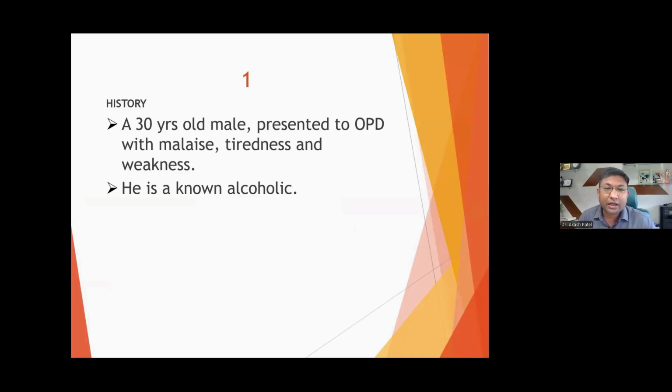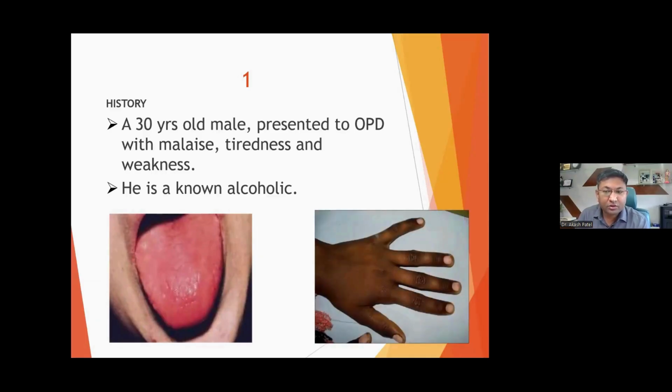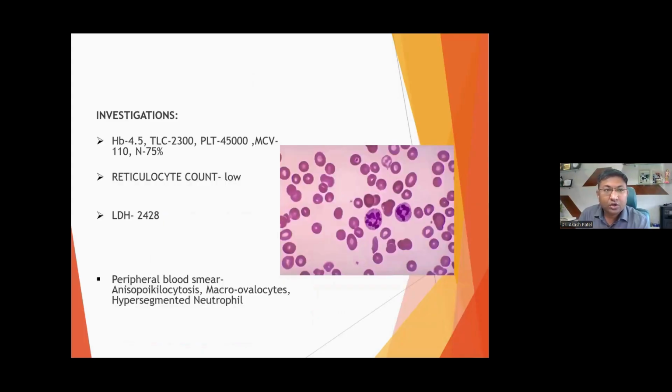Always ask about the addictive profile. The patient is alcoholic, and his tongue was like this. There is leukonychia and there is stomatitis also. When we see the CBC report, there is anemia, leukopenia and thrombocytopenia, so a pancytopenic picture with low reticulocyte count and high MCV. MCV is 110. So MCV is again important in a pancytopenia picture.